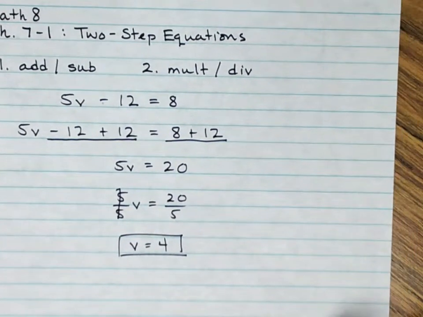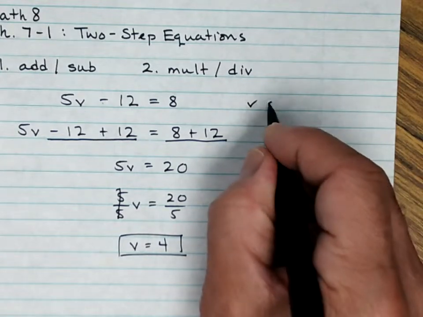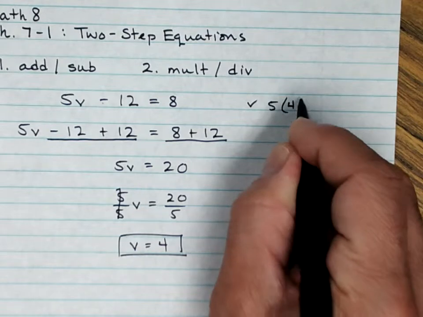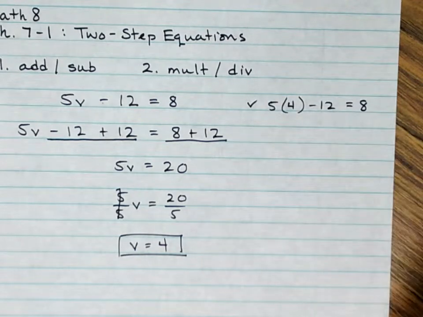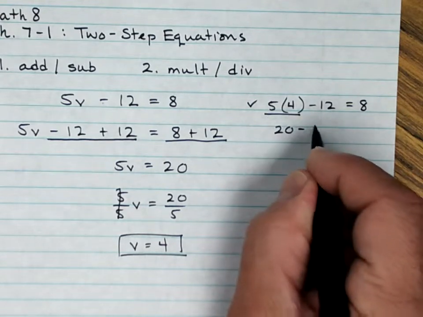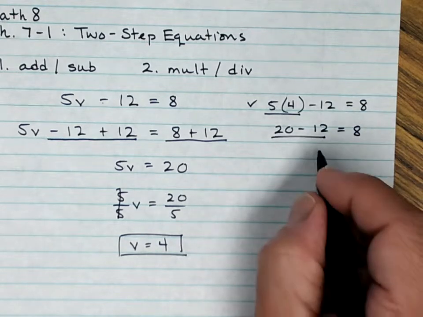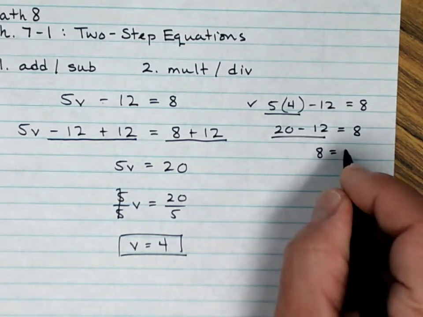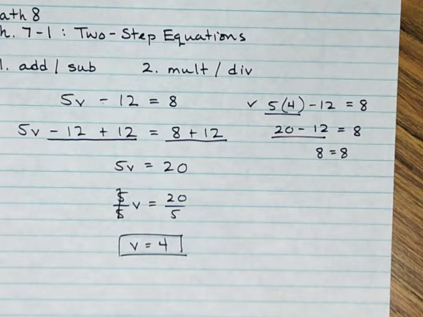And what I'm going to do is a real quick check over here just to prove it. So we have 5 times v, when v is 4, minus 12. That should all equal 8. The product of 5 and 4 is 20. And the difference of 20 and 12 is 8. So if the left side equals the right side, we have balance, and that means the solution is correct.